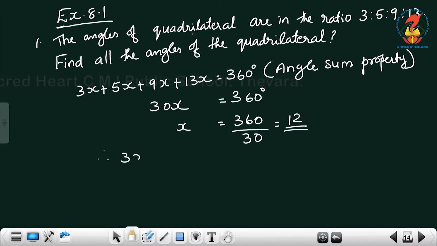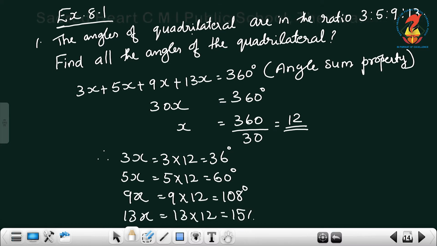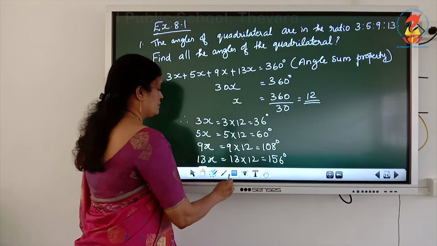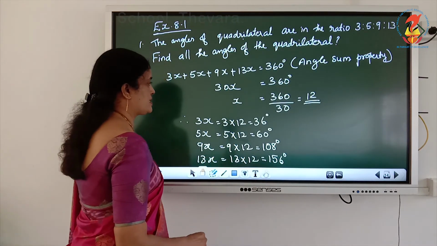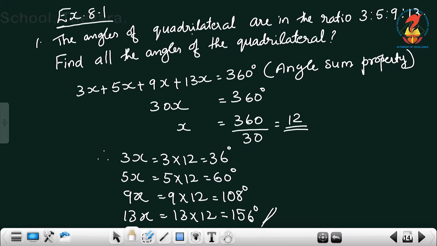the four angles: 3x, 3 into 12 equal to 36. Next step, 5x, 5 into 12 equal to 60 degrees. 9x, 9 into 12 equal to 108 degrees. Next step, 13x, 13 into 12 equal to 156 degrees. These are the four angles of the quadrilateral.